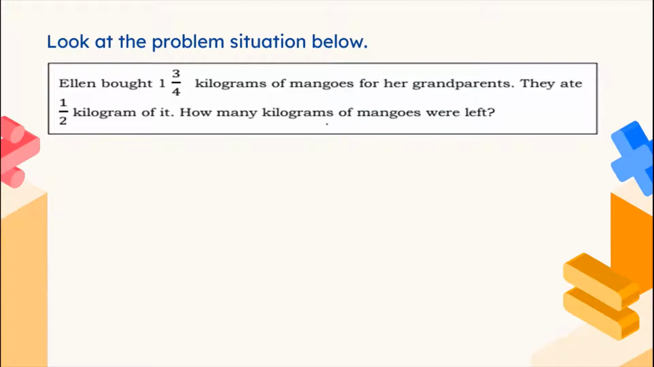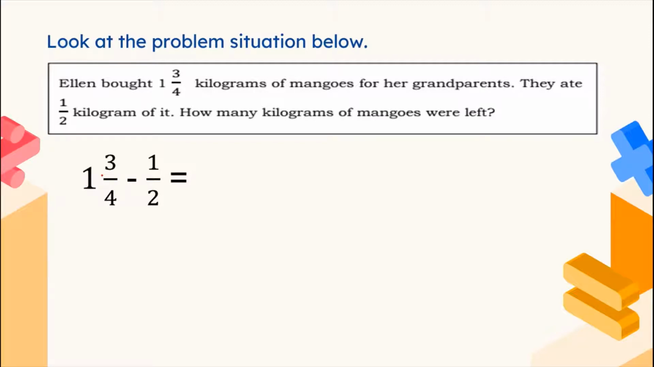Okay, so for this one, since we are looking for how many mangoes are left, we're going to subtract. So we have here 1 3/4 minus 1/2. Can you still remember our last lesson? If we're going to add mixed numbers, they are just the same. Adding and subtracting a mixed number and a fraction, all we have to do is change this mixed number first into an improper fraction.